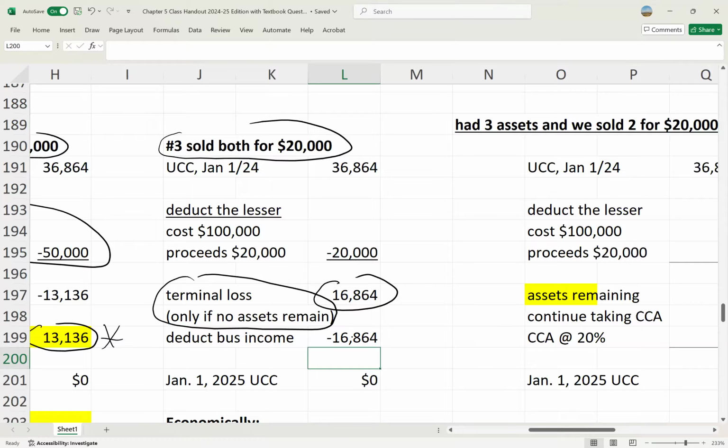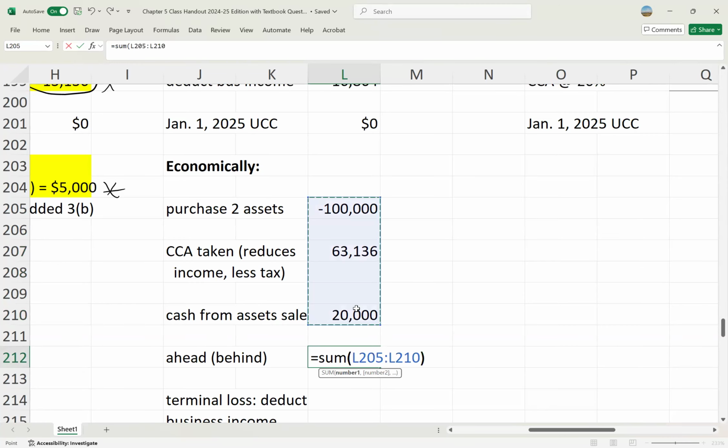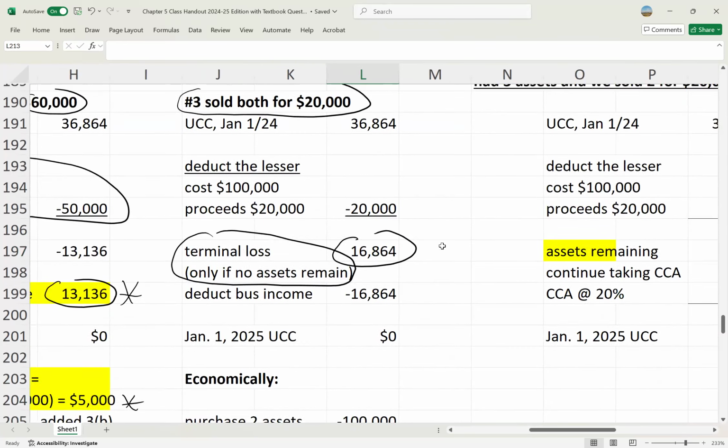Now, I want to explain again economically why that makes sense. So we bought the two assets many years ago, 50,000 each. We paid 100,000. Over the years, we got to deduct CCA of 63,136. So we'll put that as a positive amount because that's going to reduce our income. We pay less taxes. When we sold the two assets, we received 20,000 in total. So economically, let's figure out, are we ahead or are we behind? So right now, we are behind by 16,864. That is our terminal loss amount.